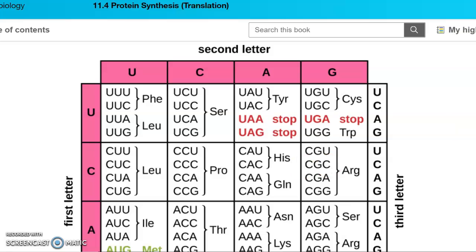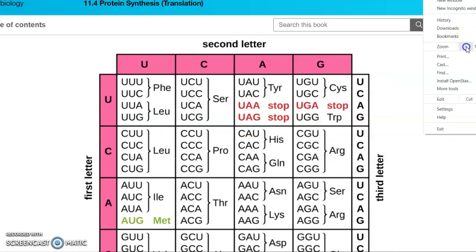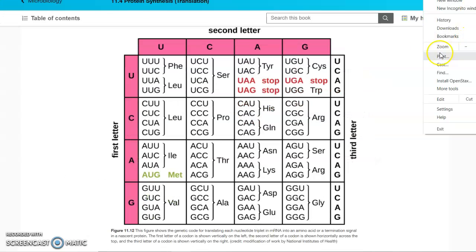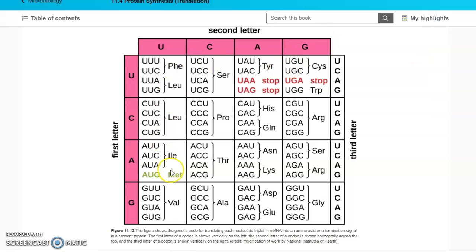But this graphic here shows this genetic code. I'm going to make my screen a little bit smaller so we can get it all in there. So what we've got here, the first letter in the codon, the second letter, and then the third letter. And so you can see our stop codons here, UAA, UAG, and UGA. Each one of those serves as a stop codon. And then AUG codes for methionine, that's our start codon.